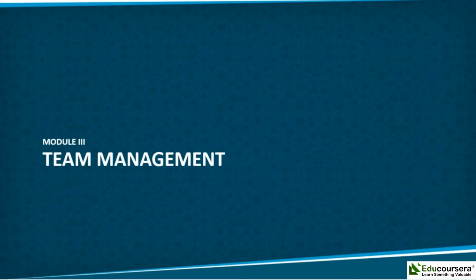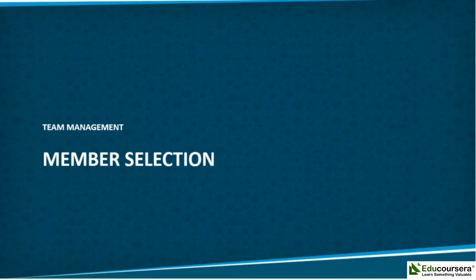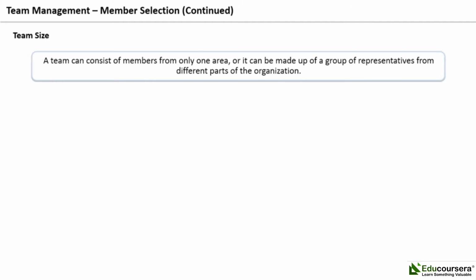In this video, we will discuss team management, member selection, and team size. A team can consist of members from only one area, or it can be made up of a group of representatives from different parts of the organisation. Each person may be a subject matter expert who understands the processes and activities at issue. It is usually impractical to include every person who could be involved.